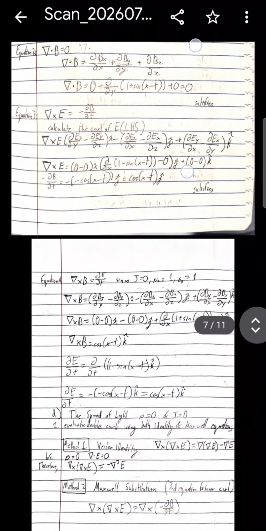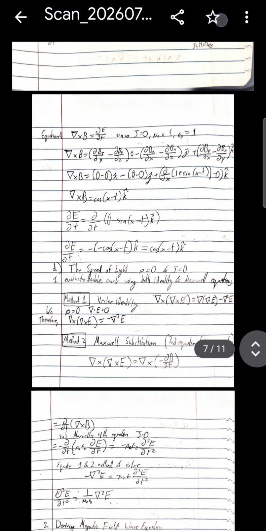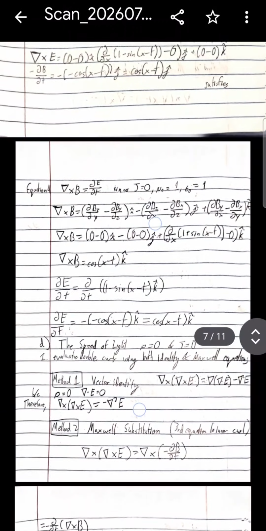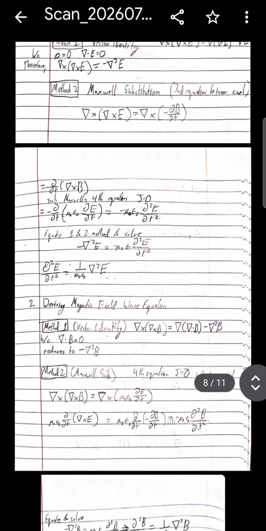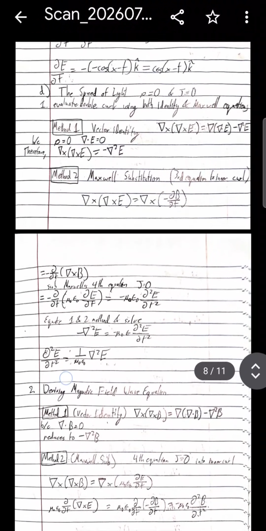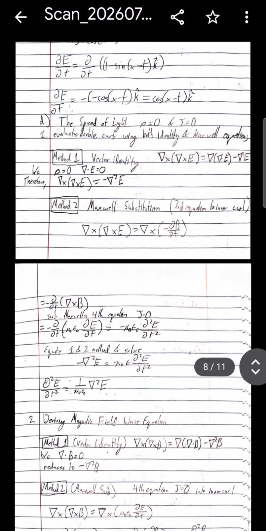And just to scroll to show a little bit more, because I have a lot of pages and it was hard to fit all of these on. But now for the last portion, we're going to derive the speed of light. It's part D, the core of the project, deriving the wave equation and finding the speed of light.